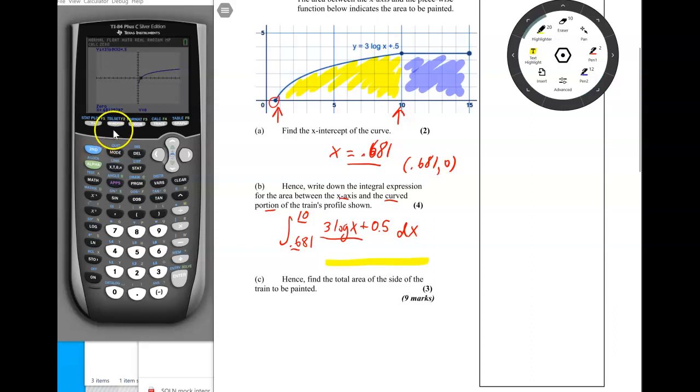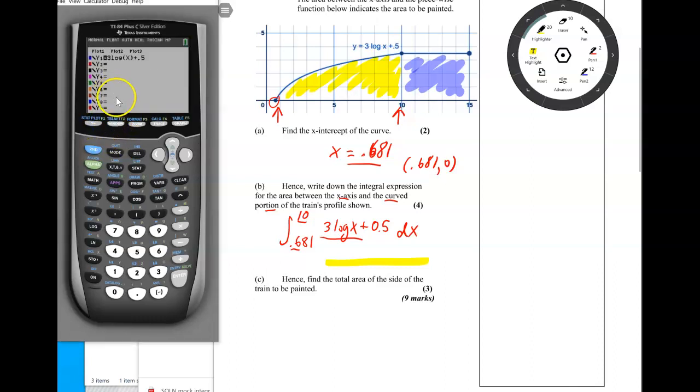The yellow part. So what we're going to do is, since we already have it in y equals, it's easier just to use y equals, but I'll show you how to do it the other way right after this. So I'm just going to do second calc, integral, number 7. And the function's already in there, so now I just need to put in the limits of 0.681 and 10. First, it asks for the lower limit, which is 0.681. And then I put the upper limit, which is 10.